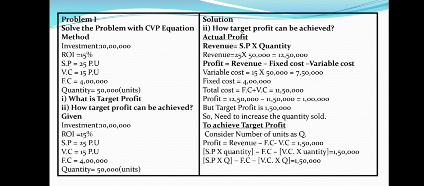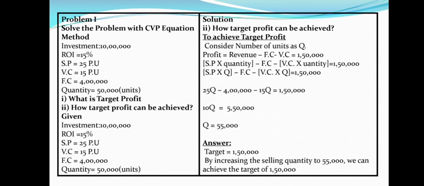Now I am going to apply the values. Selling price is 25 per unit, fixed cost is 4 lakhs and variable cost is 15 per unit. Now I am going to find the quantity. So 25Q minus 4 lakhs minus 15Q equals 1,50,000. 25Q minus 15Q equals 10Q. The 4 lakhs can be added to 1 lakh and 50,000, which results in 5 lakhs and 50,000. Q equals 5 lakhs and 50,000 by 10, which results in 55,000 units.